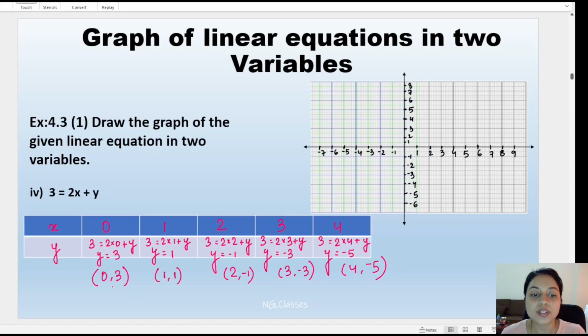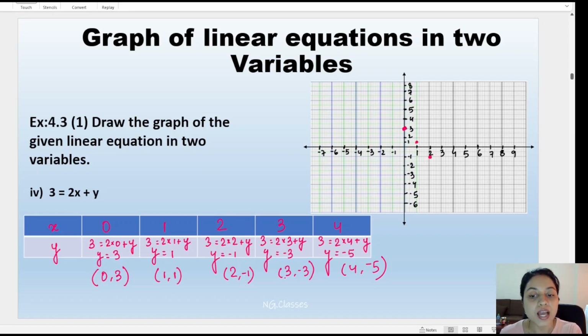So 0, 3 means when x value is 0, y value is 3. So the point will be lying over here, right? Now 1, 1 means when x value is 1, y is also 1. So the point will be lying over here, right? After that we are having 2, -1. That means when x value is 2, y is -1. So we have to go down and the point will be lying over here.